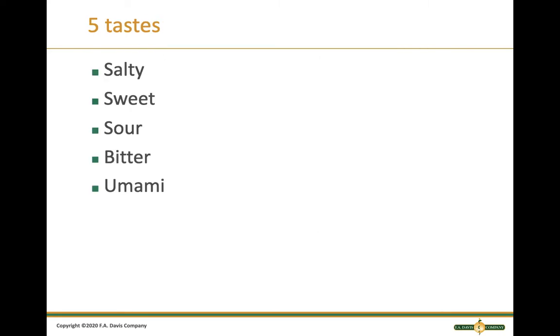Next thing is the 5 tastes. So salty, sweet, sour, and bitter, most people are familiar with. Umami is a newer one. I call it the Chinese food taste. It's been described as meaty or savory. It's from a Japanese word that means delicious.